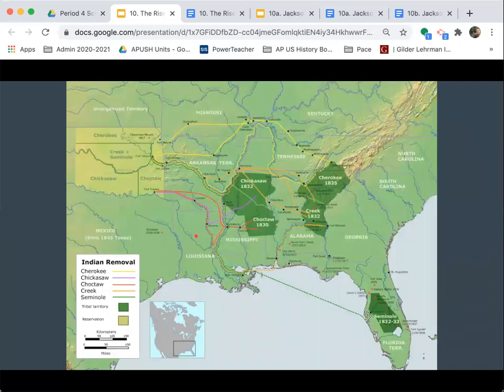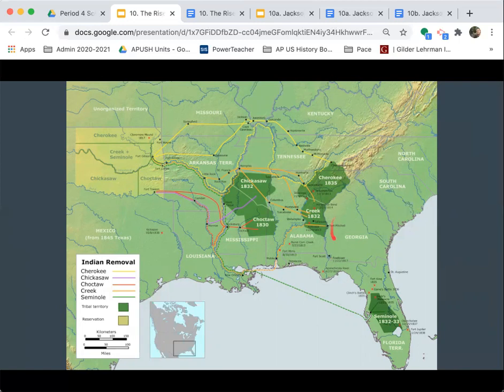There's the Chickasaw territory, there's the Choctaw territory, there's the Creek and Seminole territory. So we see this terrible black mark in American history in a way that reflects the Jacksonian ideals of pro-white supremacy, Western expansion, and Native Americans out of the way. So that's where I'll leave it today.